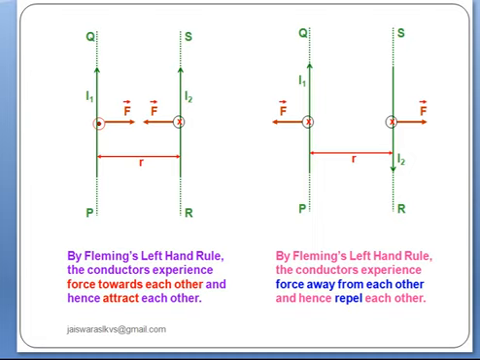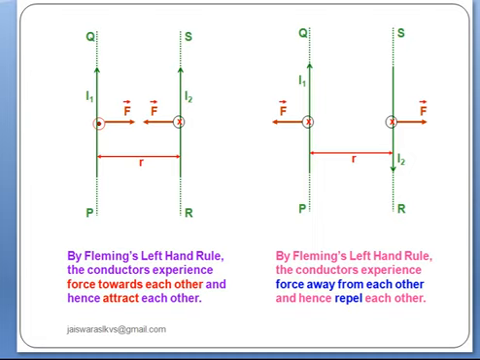So the magnetic field on conductor number 2 due to I1 will be inside, and the direction of the magnetic field on conductor number PQ due to current I2 flowing in conductor number 2 will be outside. So by applying Fleming's left hand rule, see, both the conductors experience a kind of force because of the magnetic field. Both the conductors experience a magnetic force.